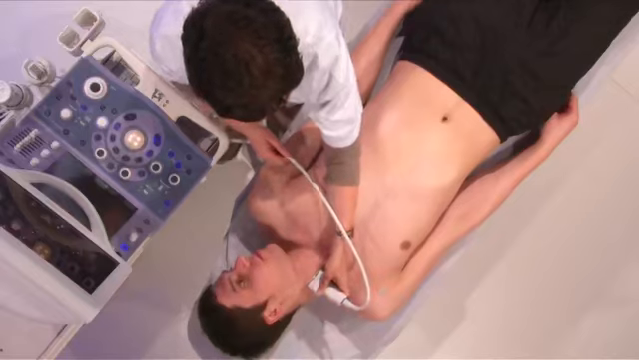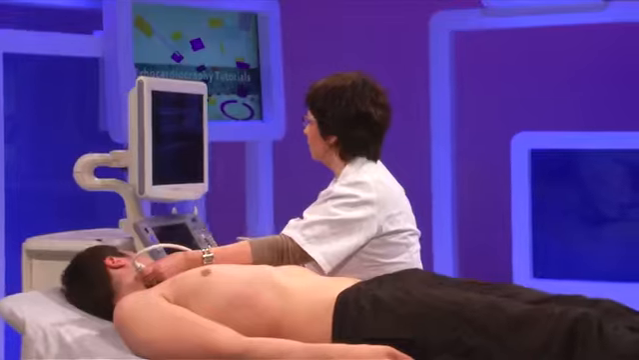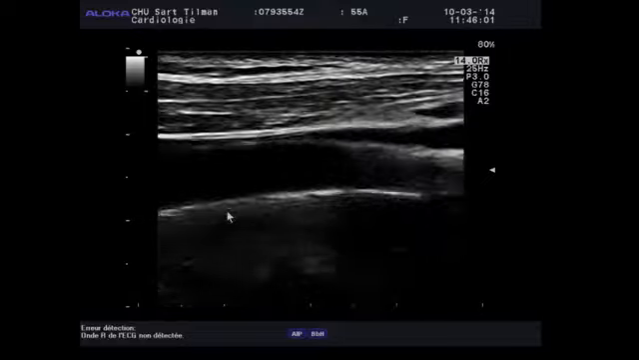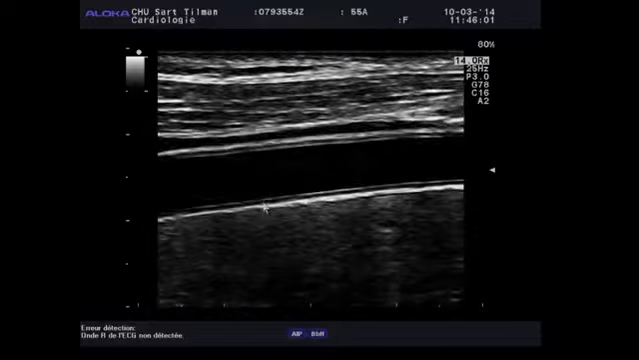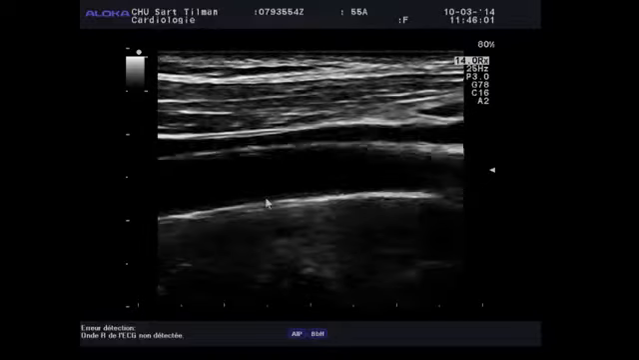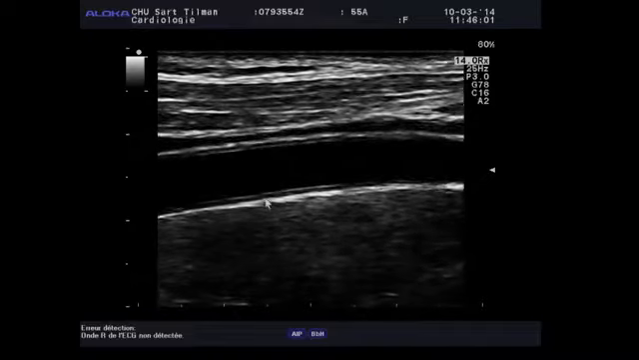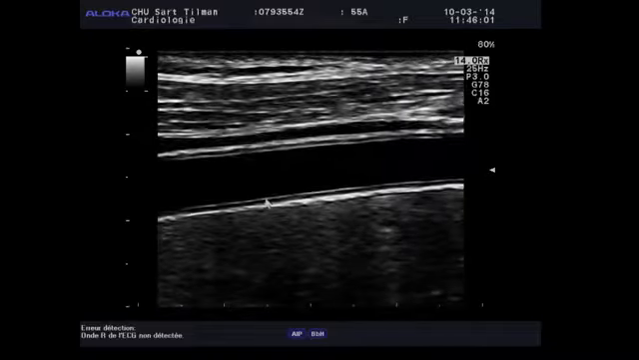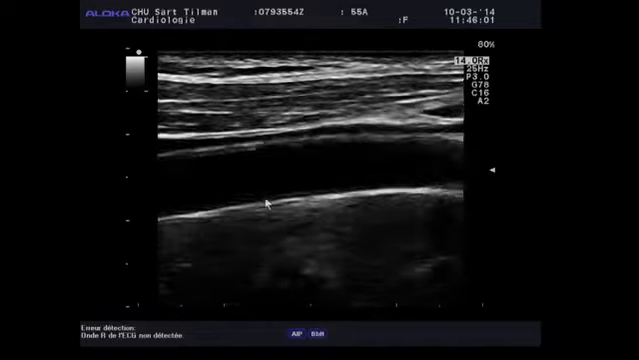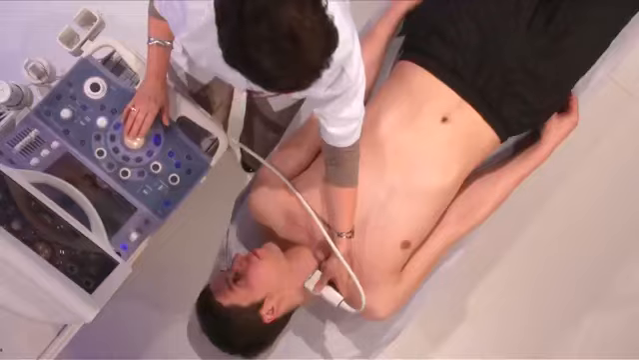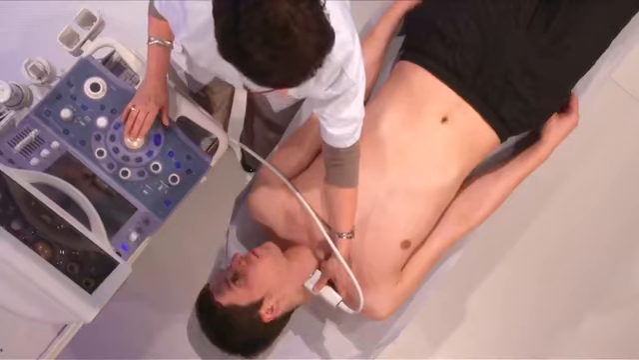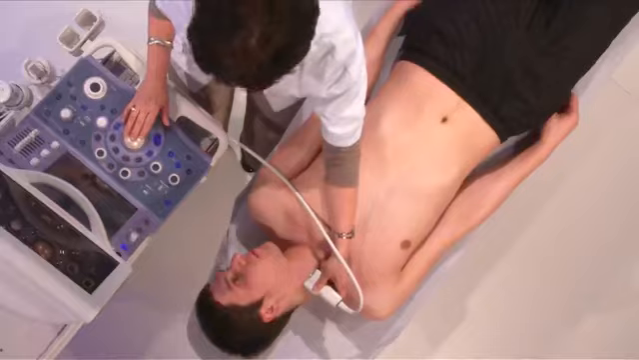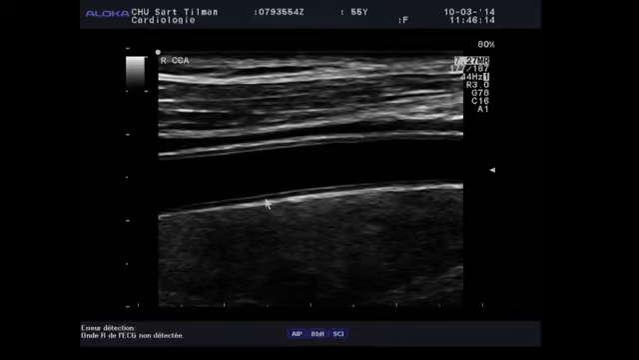First, I check the right common carotid artery, and you can see here the common carotid artery, and I have a good definition of the intima media, the arterial wall. I think it's better to begin with this posterior view of the carotid artery, and you put your probe just at the posterior edge of the sternocleidomastoid muscle. Here's the image.